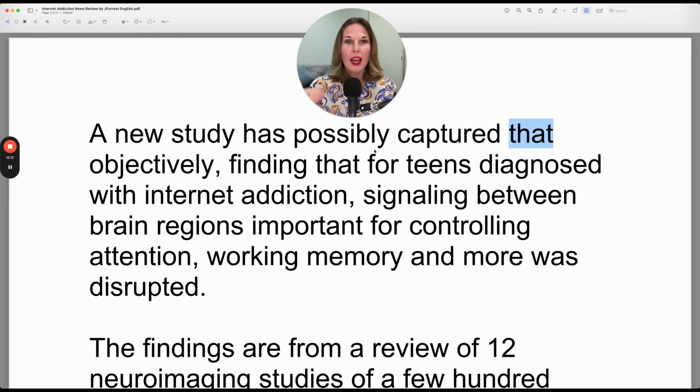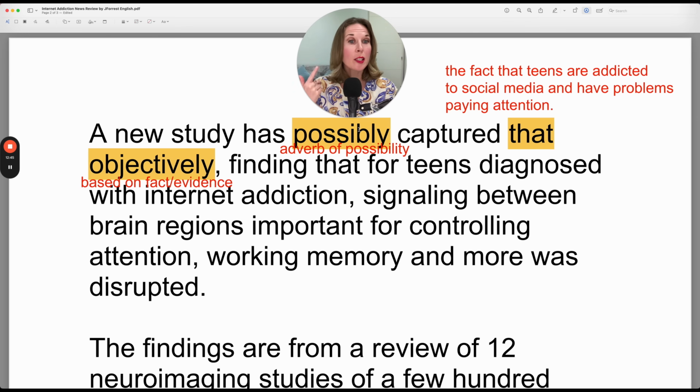A new study has possibly captured that objectively. Objectively means there is now facts or evidence. But notice it says possibly. Has possibly captured. Without this word, possibly, has captured, it sounds like fact, but because they add possibly, it's just a possibility. So there is also a possibility that there is no evidence, no objective evidence of this.